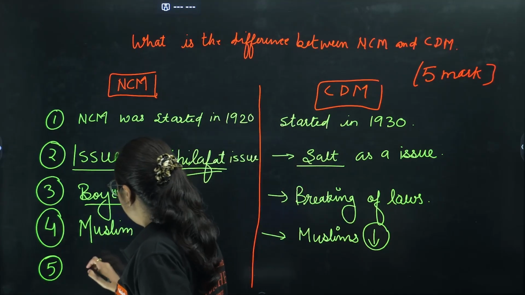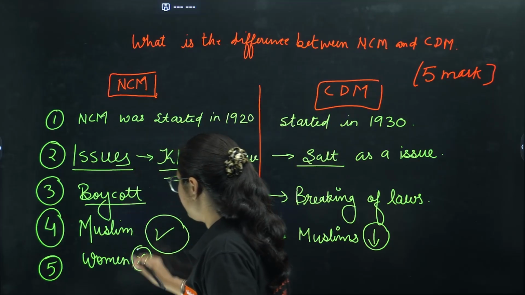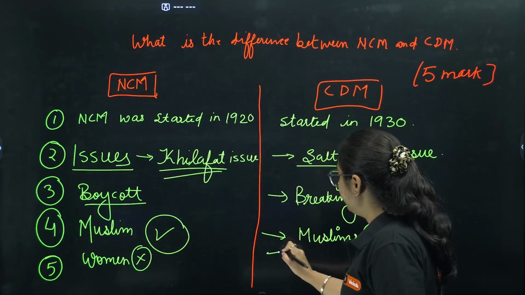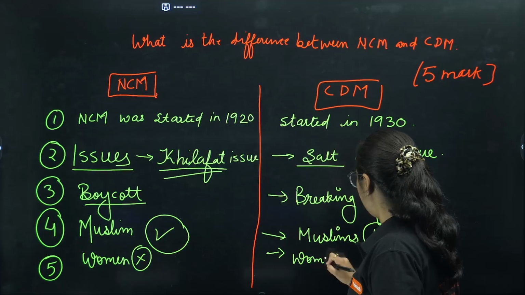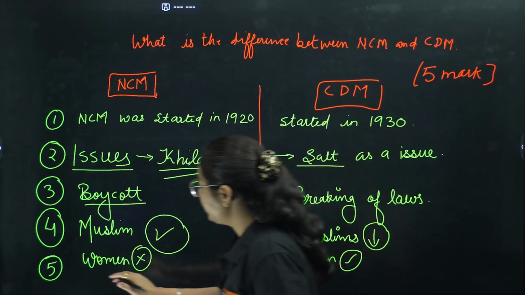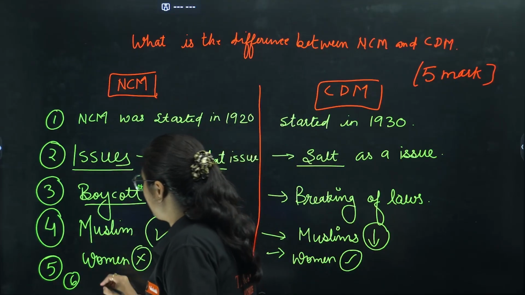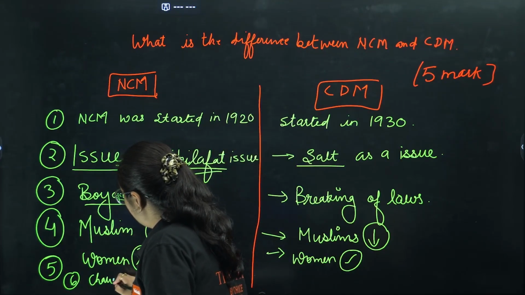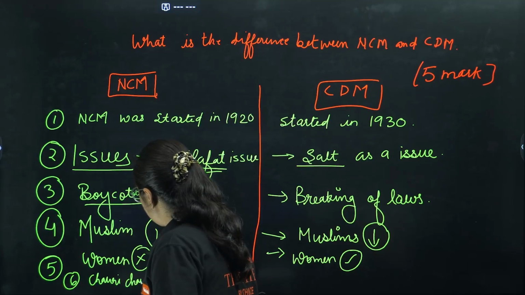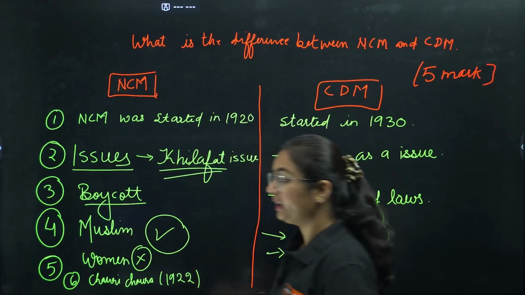Here we can see that women's participation in the non-cooperation movement was not seen. However, women's participation in CDM was extremely visible here. Last but not the least, how did the non-cooperation movement end or get withdrawn? It was withdrawn due to the Chauri Chaura incident, which took place in 1922.